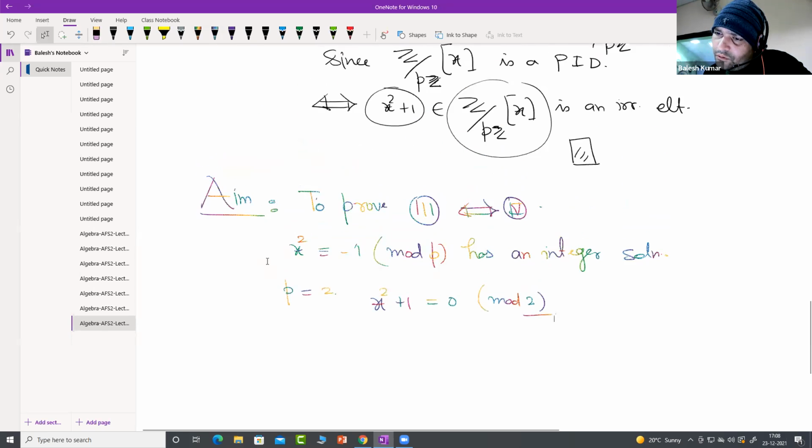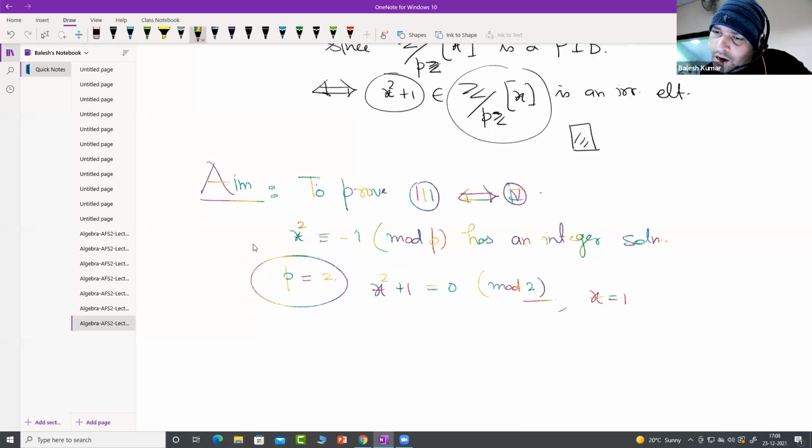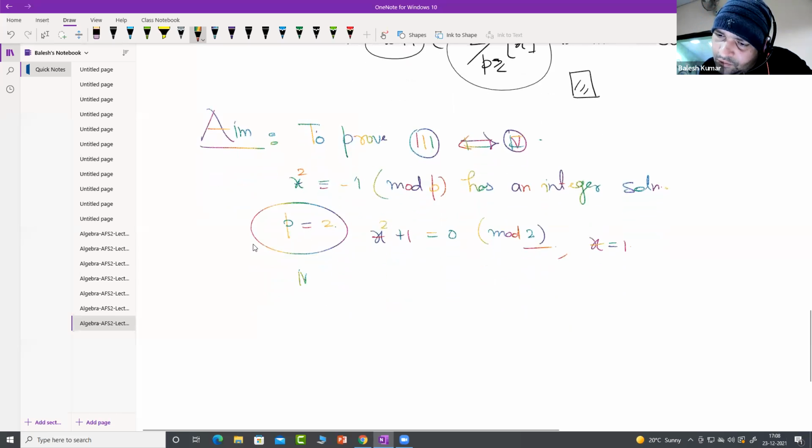So what we would like to say is that if p is equal to 2, then this has a solution, precisely x equal to 1 will do the job. And so what we see is that 4 implies 3 for p equal to 2. And now we need to prove this thing for odd primes.